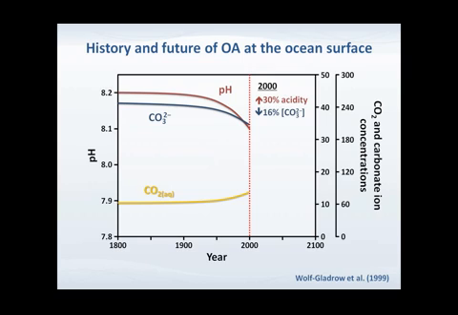And so what we see at the time horizon of the year 2000 is that we've dropped the pH 0.1 unit, which doesn't maybe sound like very much, but that's a 30% increase in the acidity and a 16% decrease in the carbonate ion. Now, as we project this out into the future, it gets worse, and that's the unnerving thing about CO2, that it's not a linear reaction.